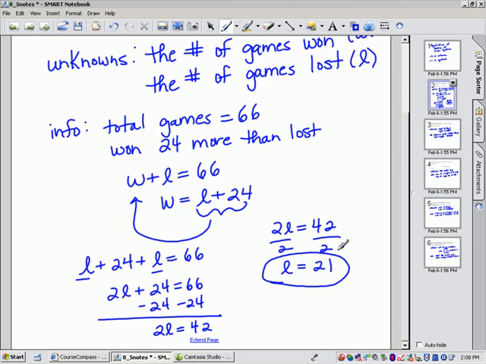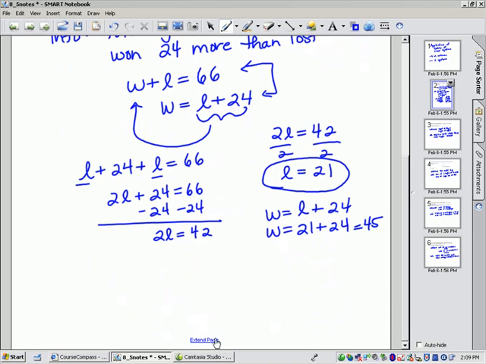To find out how many they won, we can plug back into one of these two equations. So we can say that W is equal to L plus 24. Or in this case, W is equal to 21 plus 24, which is 45. So we know that the team won 45 games and lost 21 games.